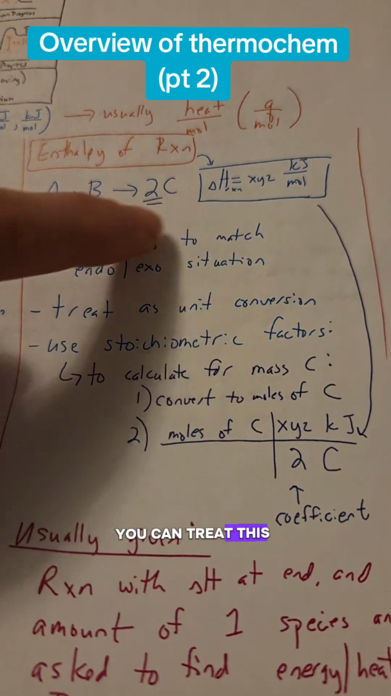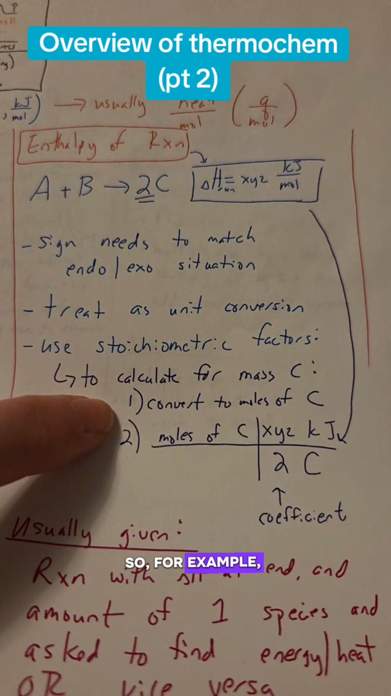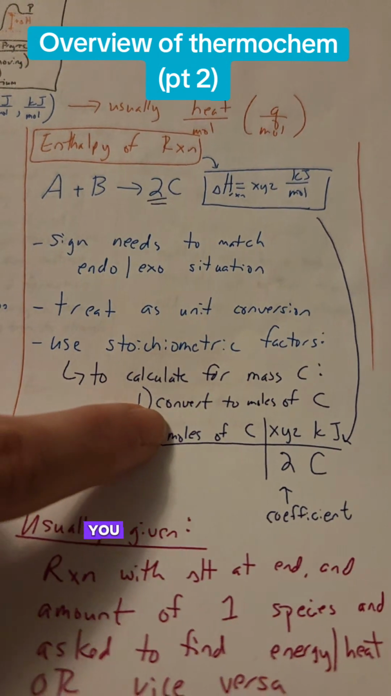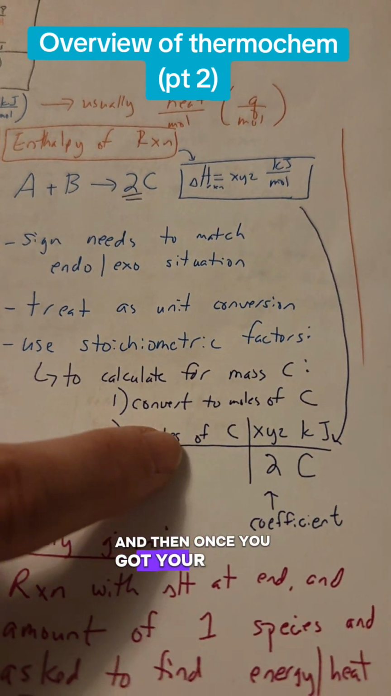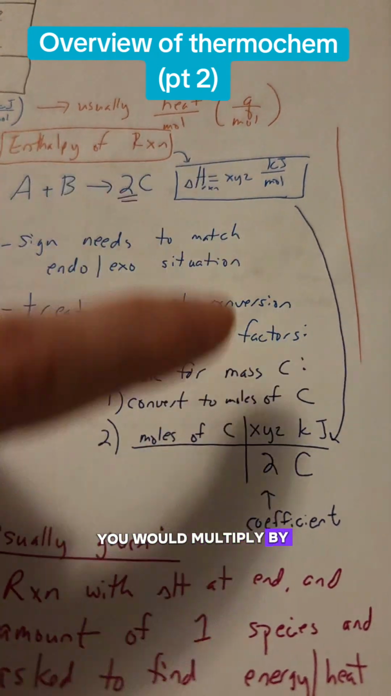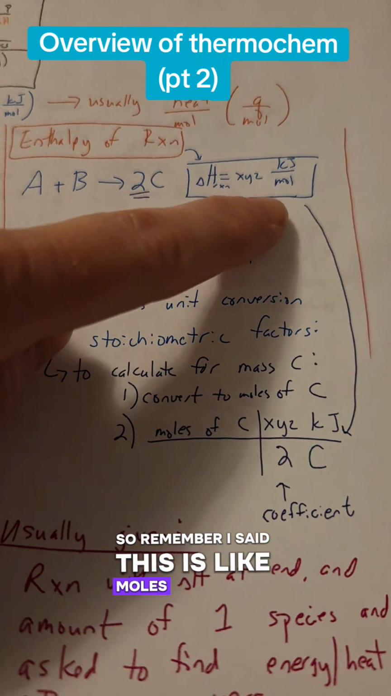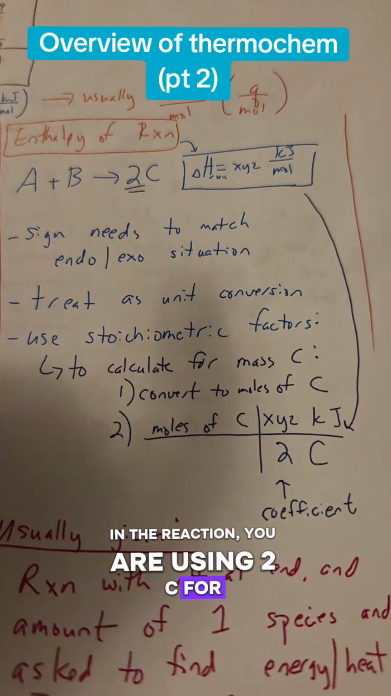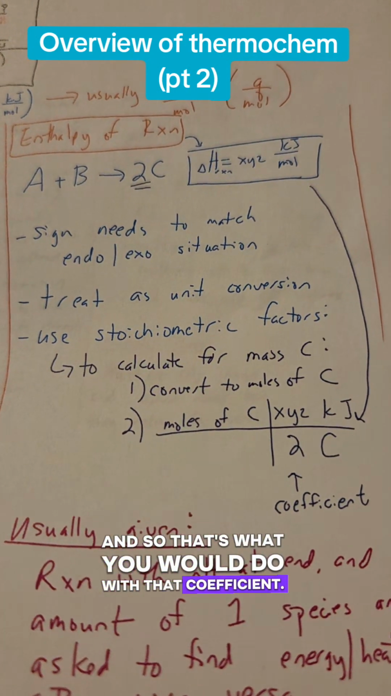You can treat this as a unit conversion using stoichiometric factors. So for example, if you were given the mass of C, you would first convert it to moles like we almost always do. And then once you've got your moles of C, you would multiply by this divided by 2C. So remember I said this is like moles of reaction. In the reaction, you are using 2C for every one reaction. And so that's what you would do with that coefficient.